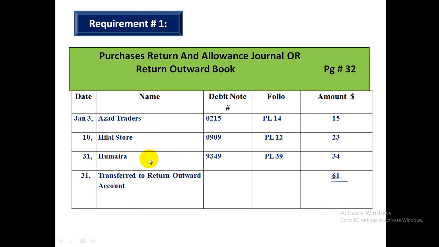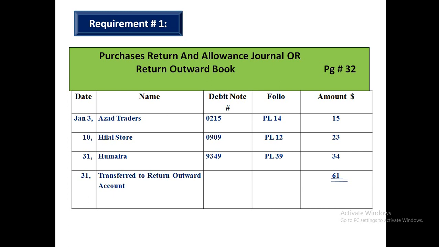So now, after completing the recording of transactions, let's find the total of amounts. When we sum up all these 3 amounts, we'll get $61. It means that $61 of goods were returned to the suppliers in this month because they were either defective, not according to our requirement, or in excess. So this is the amount which will finally be transferred to the return outward account, or the purchase return account, by us.